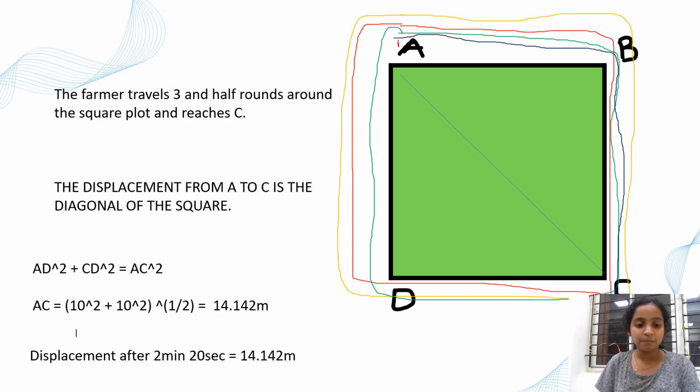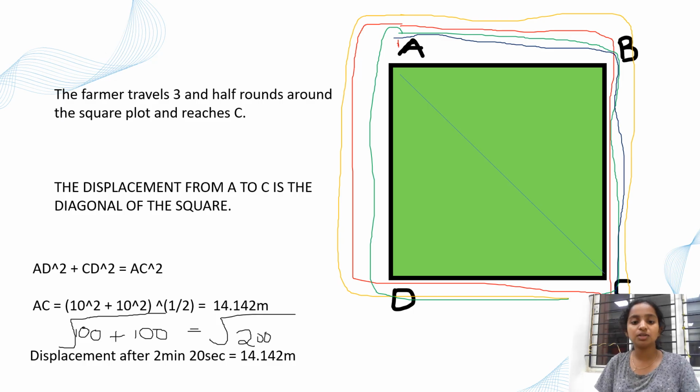So we get 100 plus 100, sorry, 100 plus 100 and its root. So it will give you root 200, which is equal to 14.142 meter. Hope this problem is clear. So it is one of the important problems of this portion.